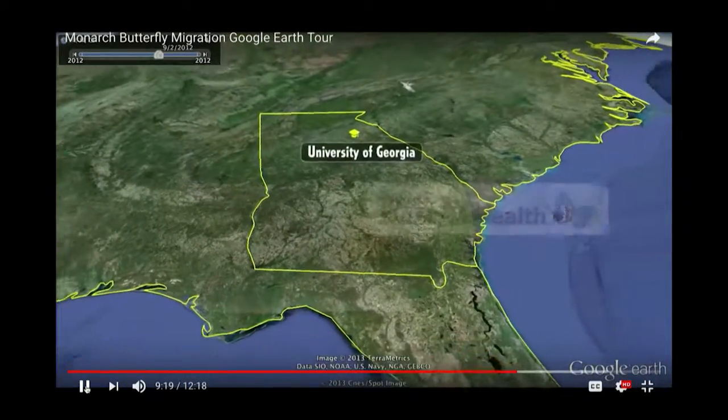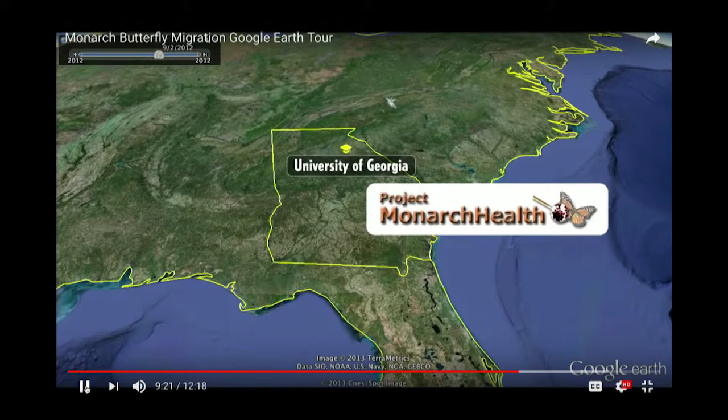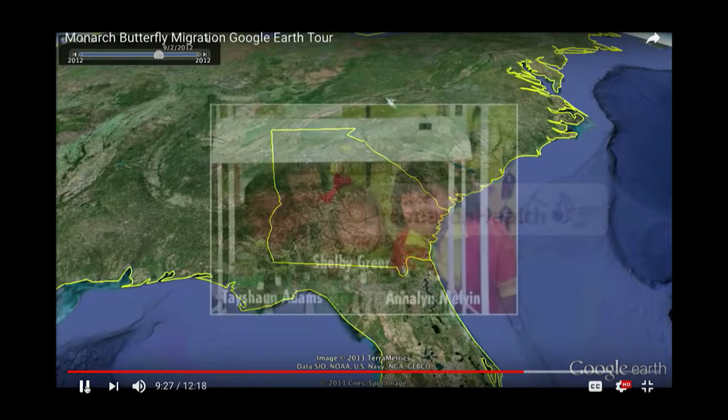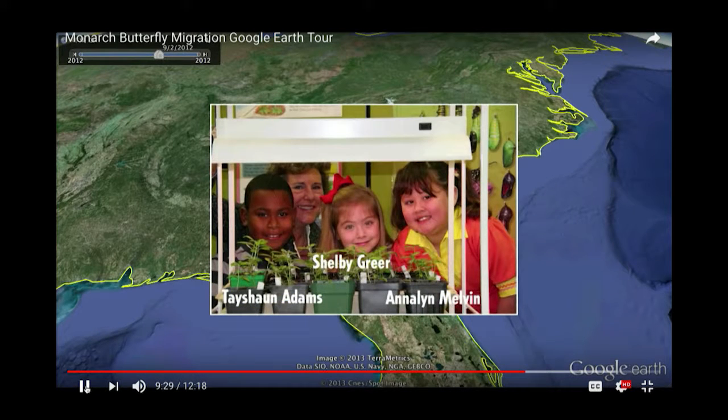That's where a program called Monarch Health counts up the number of external parasites on the butterflies to figure out how healthy they are. Carey's students love being part of the butterflies' lives. I really like working with insects.